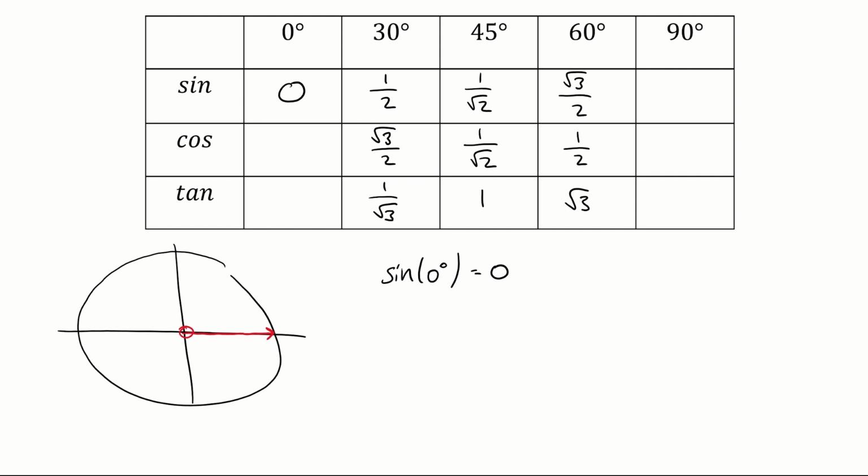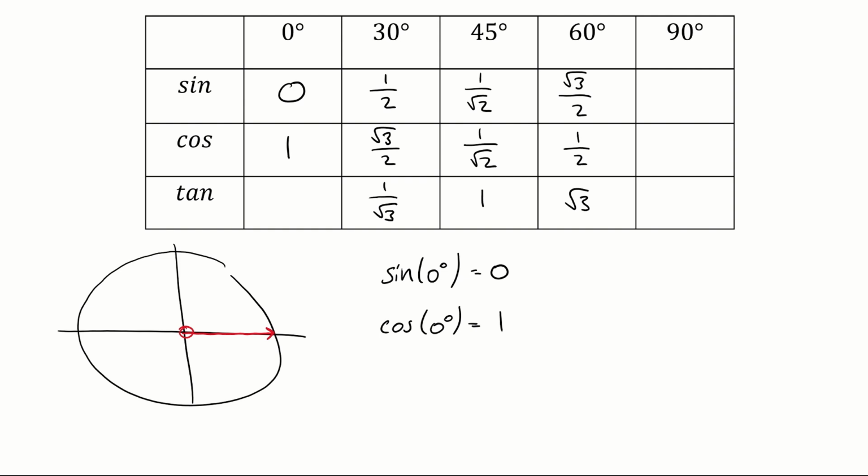Cosine, however, we draw the same angle and we ask ourselves how far have we climbed along our x-axis, and in this case we have moved 1 unit along our x-axis. We've gone all the way to the edge. So the cosine of 0 degrees, that is equal to 1.